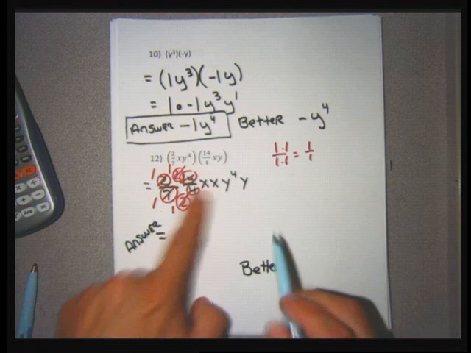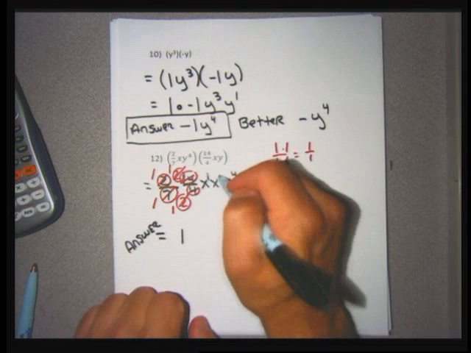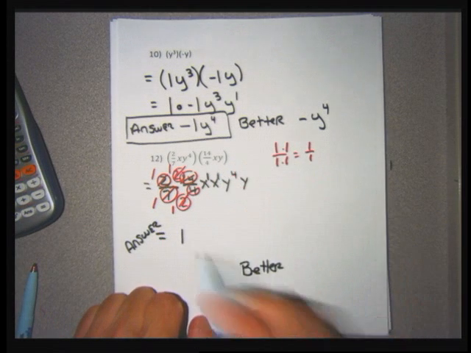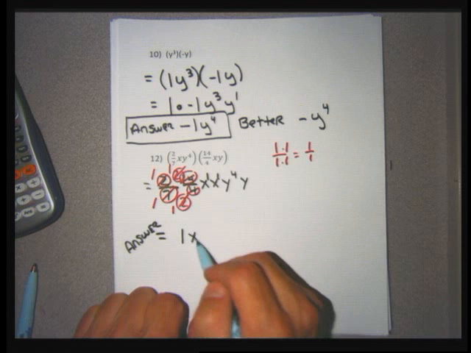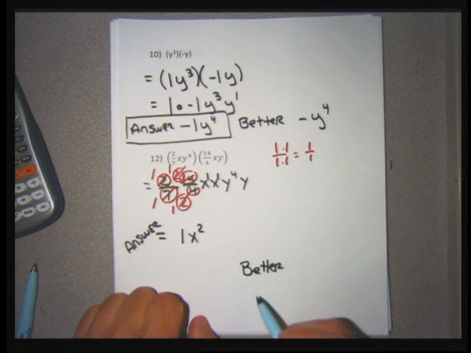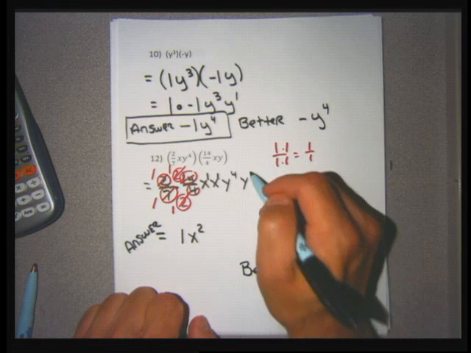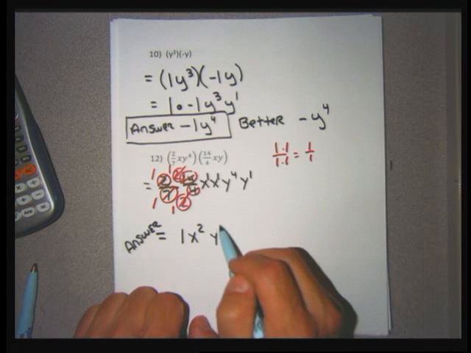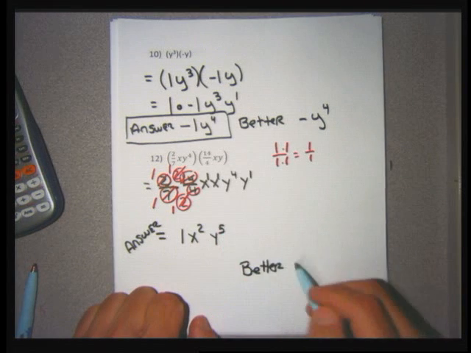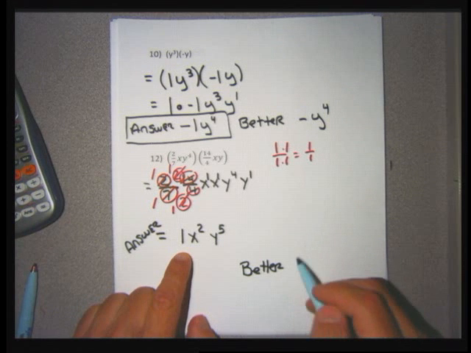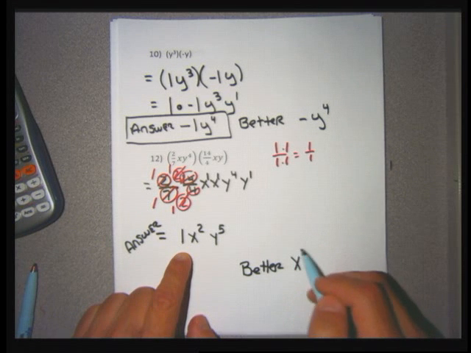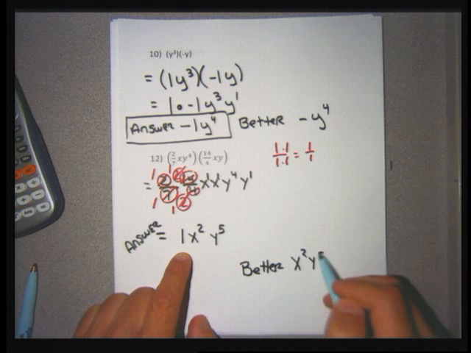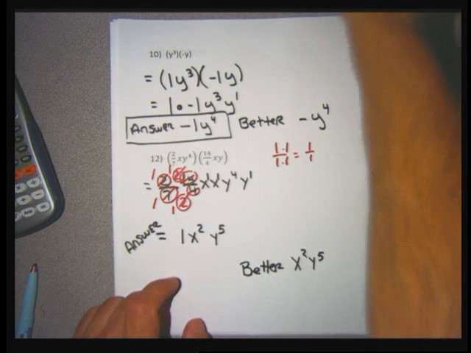Done with the hard part. For the x's, neither of the x's has an exponent, so there's implied 1's. And I add the exponents on the x's and get an x squared. For the y's, the second y has an implied exponent of a 1. When I add the exponents on the y's, I get a y to the 5th. So 1x squared y to the 5th is a good answer. Just plain x squared y to the 5th is a better answer.